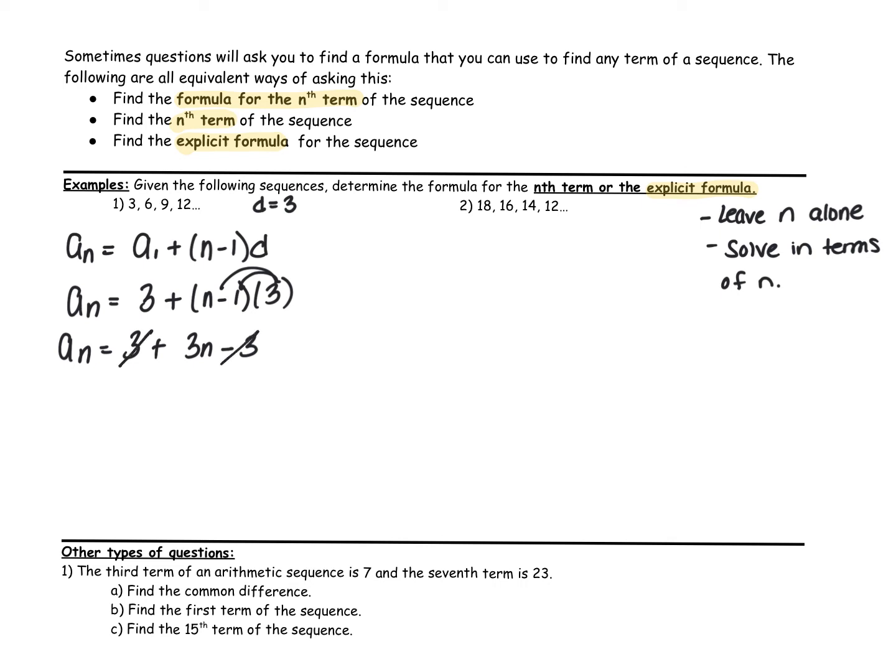I think we have a 3 and a negative 3 that'll cancel. So a sub n is equal to 3n. Nice and simple, nice and short. This is my explicit formula that I can use to find any term of the sequence.